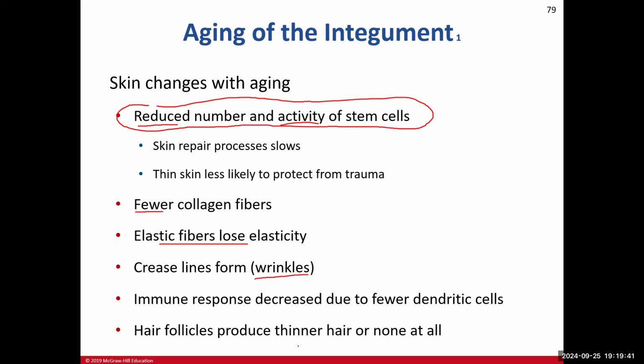And then we'll see with our hair follicles, in older individuals, thinner hair. And again, that's because it's just slower and longer to produce that tissue, and maybe we might not get any hair because maybe those hair follicles become inactive overall.